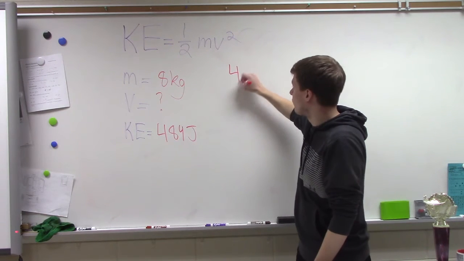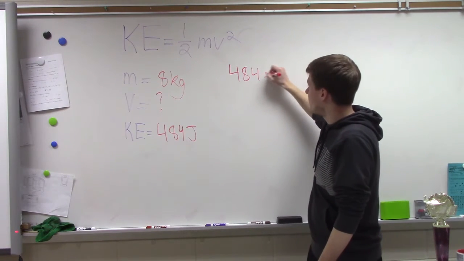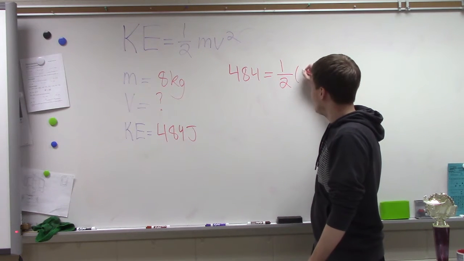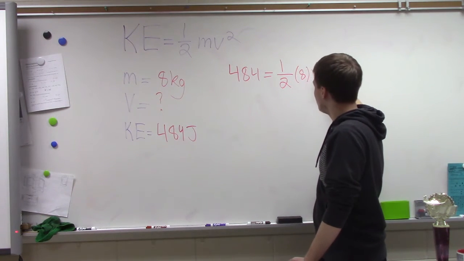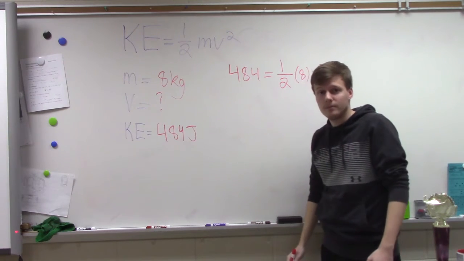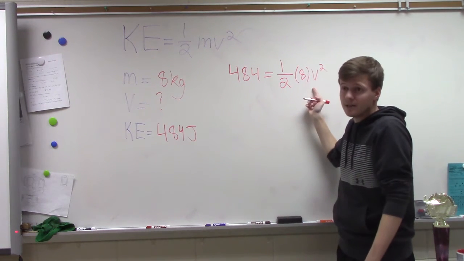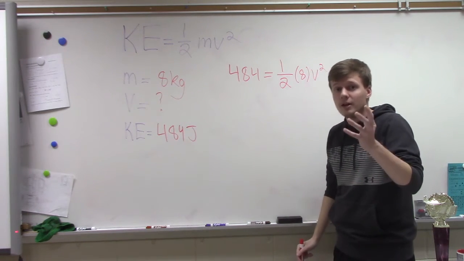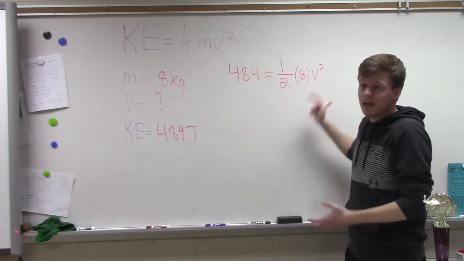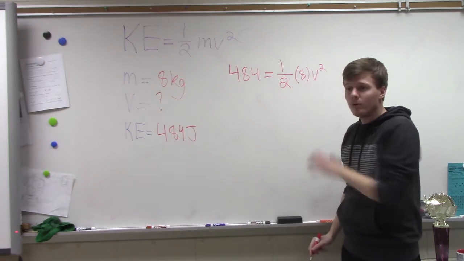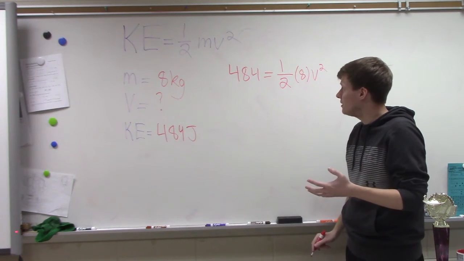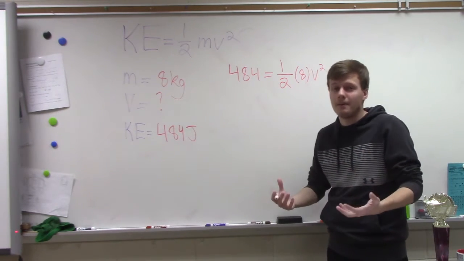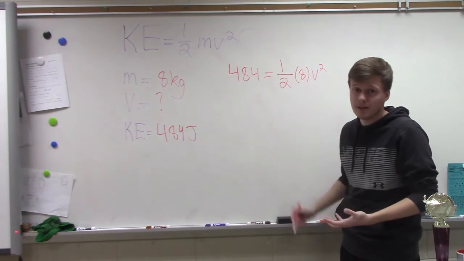So we should have that 484 is going to equal 1/2. We have a mass of 8 kilograms multiplied by velocity squared. Remember, we are solving for velocity in this case. Now, I know if you want to follow order of operations, you're going to want to deal with this exponent first. In my opinion, though, I really wouldn't want to deal with that first because it will make things a little bit more complicated. Well, not really, but it's just a little easier to wait until the end, in my opinion, to do that. It will hopefully be a little less confusing.